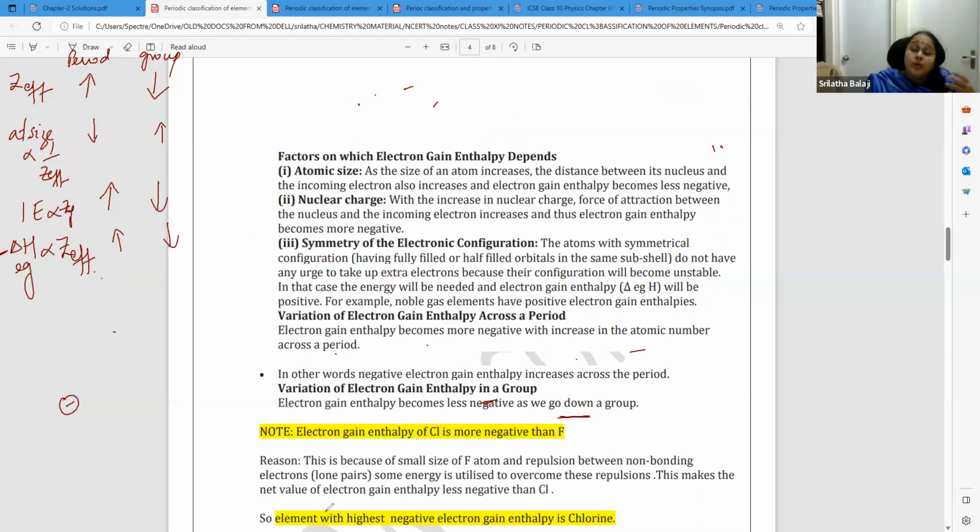So which is the element with highest electron gain enthalpy? See, it is increasing across the period and it's decreasing down the group. So what do you expect? Noble gases are having 0. So you expect fluorine to have the highest. But it's not that. The electron gain enthalpy of chlorine is greater than fluorine. Very, very important.